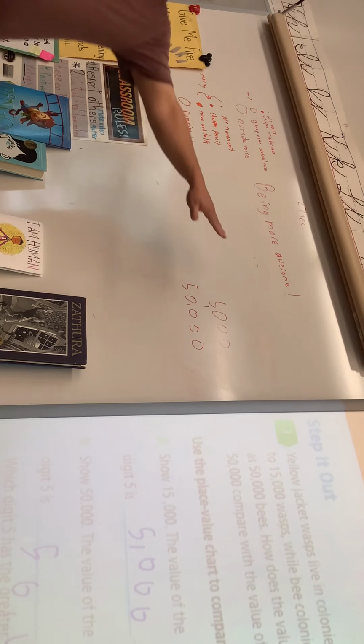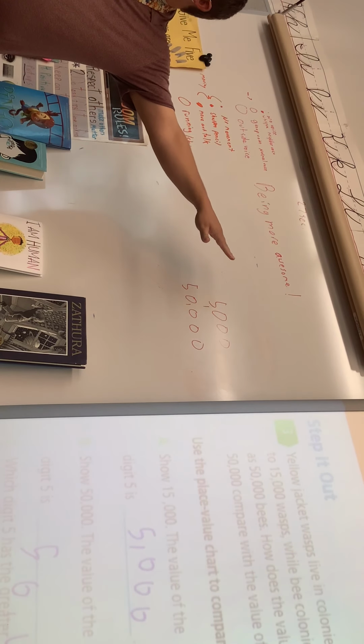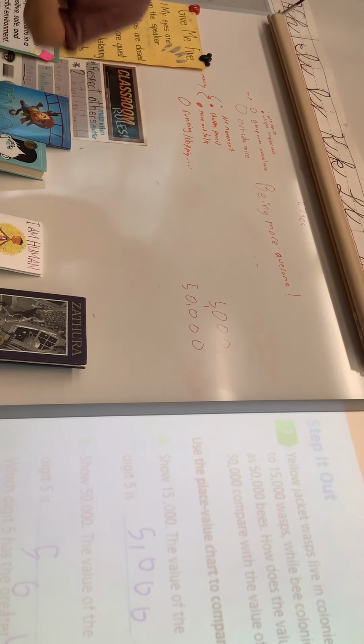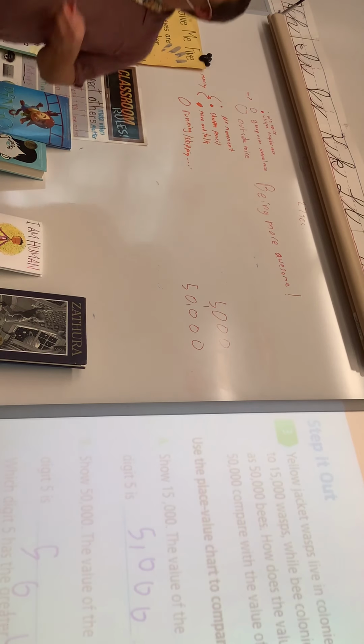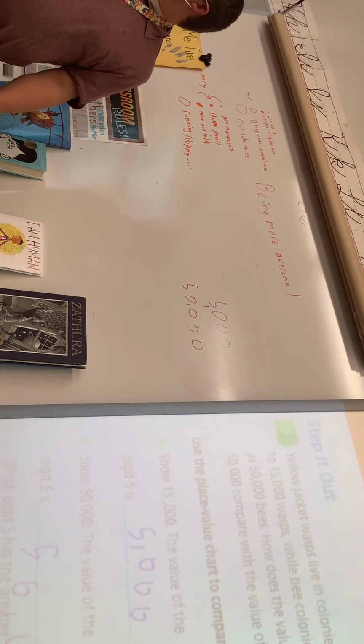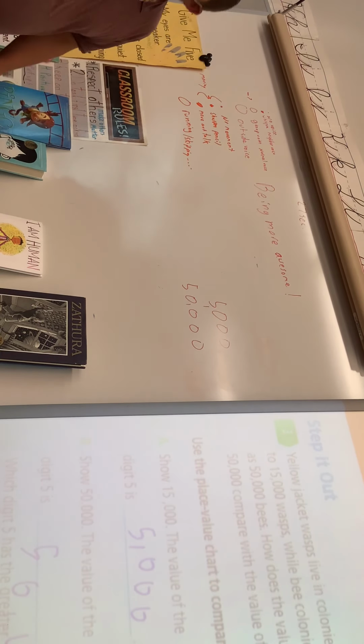Okay? Now, how do we know it's greater and how much greater is it? How much greater is it? Because I believe that is the next question. The next question is, the value of the 5 in 50,000 is blank times the value of the 5 in 15,000. Okay? So, how much greater is it? It's right here. So let's look at this.